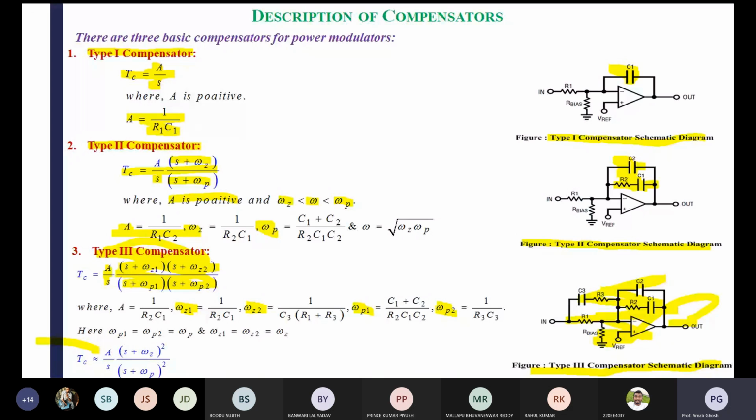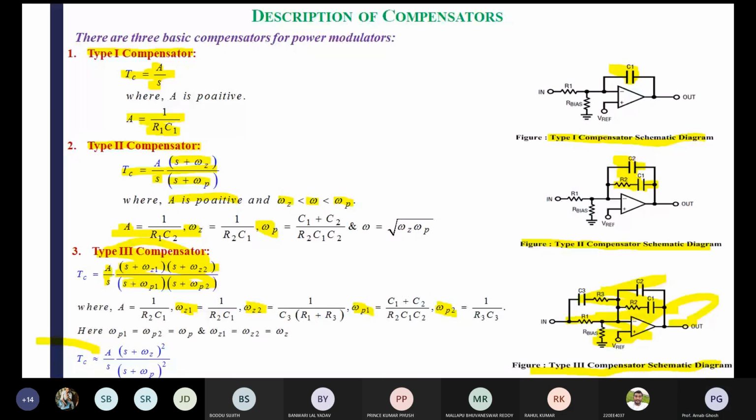So who is the inventor of this concept? It's Venable. This special type of controller was invented by Sir Venable in 1983. If you want to know more about these type controllers, you can make a Google search for type 3 compensators, and you can get a lot of documents on it. You can also follow any of the standard books, for example Ned Mohan's books, where it is also mentioned.